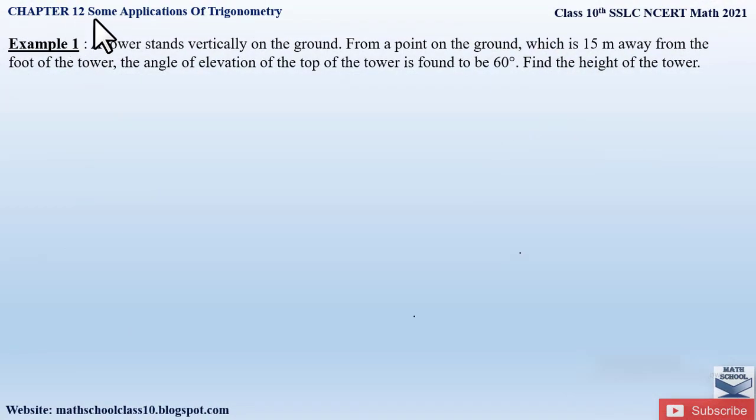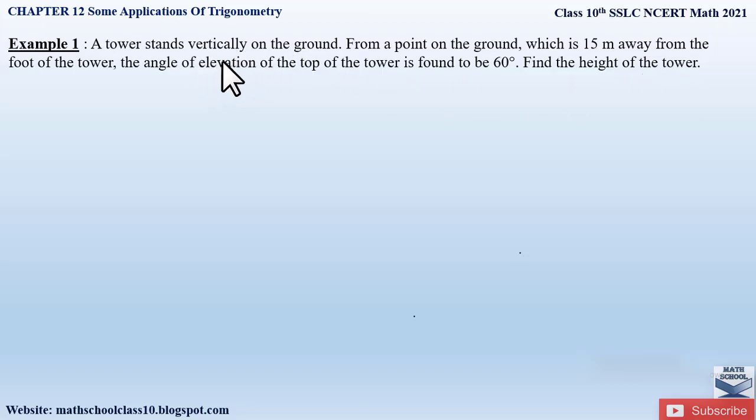Example 1 from chapter 12, some applications of trigonometry says: a tower stands vertically on the ground. From a point on the ground which is 15 meters away from the foot of the tower, the angle of elevation of the top of the tower is found to be 60 degrees. So find the height of the tower.